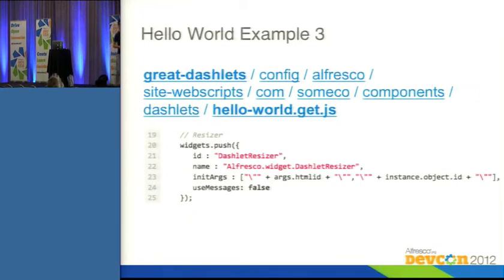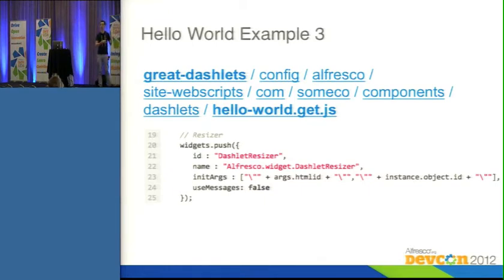So this is JavaScript code here, which you'll recognize. But this isn't being executed in the web browser. This is executing in the web script. If you look, you'll see that we're in this config Alfresco site web scripts directory. So this is the controller from the web scripts. It's implemented in JavaScript, and we have this object called widgets. And we say that we want to create this widget here. The type is Alfresco widget dashlet resizer, and we need to provide some arguments to it.